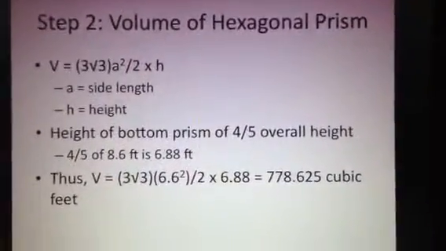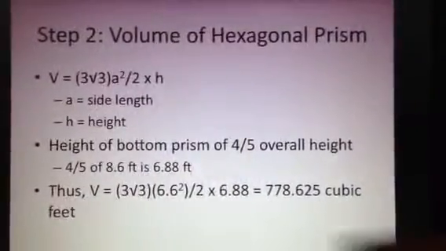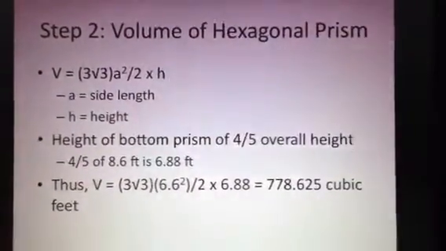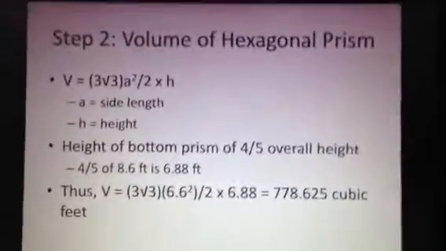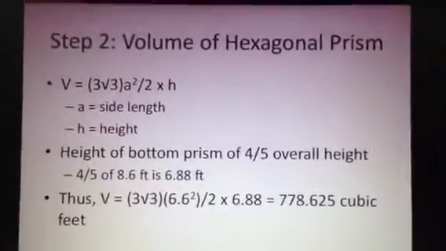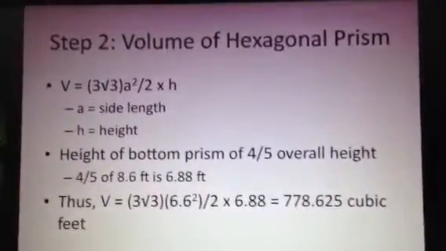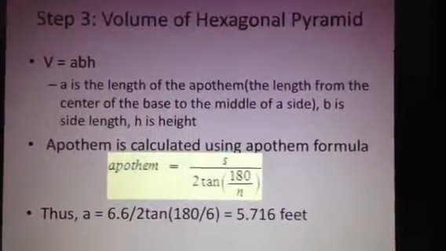So to find the volume of the hexagonal prism, we used this formula where A is your side length and H is the height. Then we just plugged in the numbers. Yes, indeed. To get this number. The math is here if you want to check it out. Pause the video if you want. Alright, or don't.